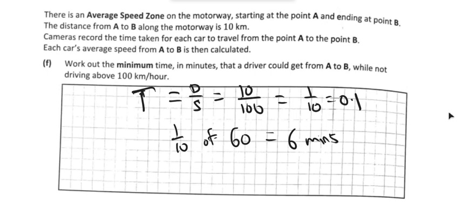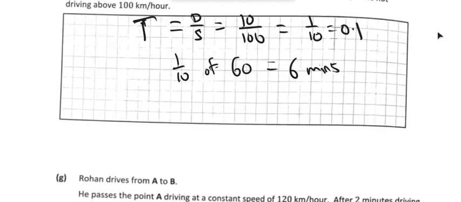So for the 10 kilometers that you're going, we want the minimum time. You have to go at 100 kilometers per hour exactly and stay on that, and you're covering 10 kilometers. So that's it.